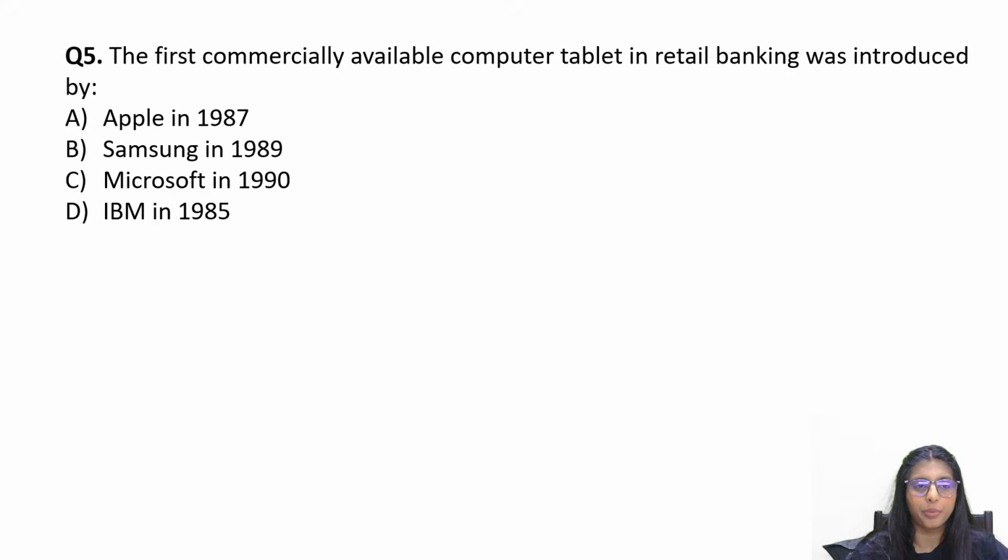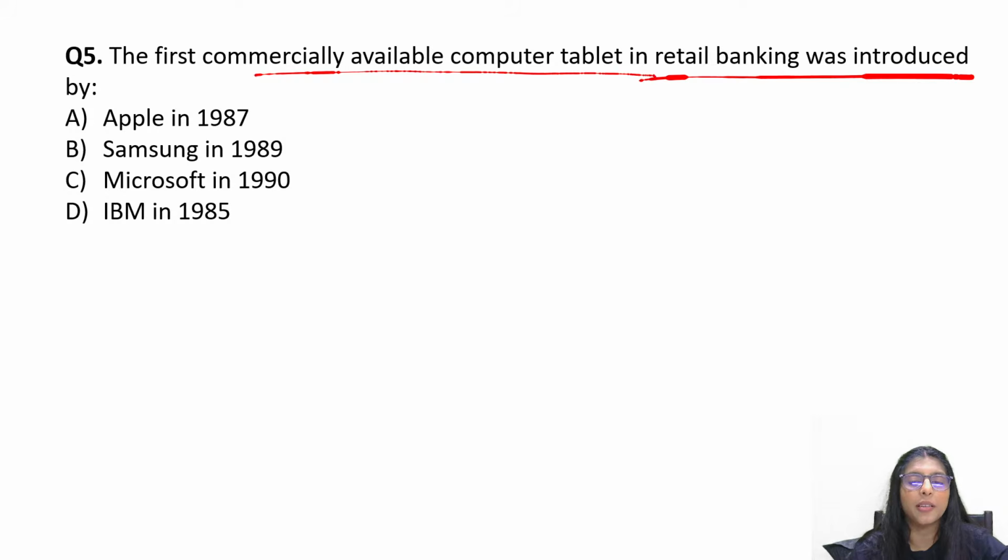The first commercially available computer tablet in retail banking was introduced by, tell me, Apple, Samsung, Microsoft, or IBM? The first commercially available computer tablet in retail banking was introduced by Samsung in 1989.